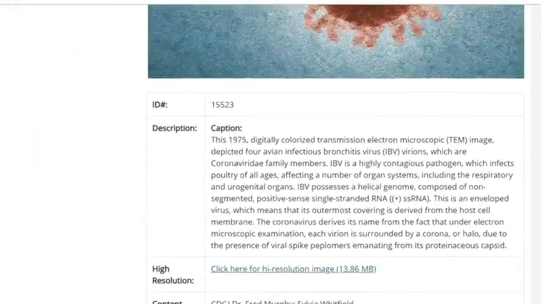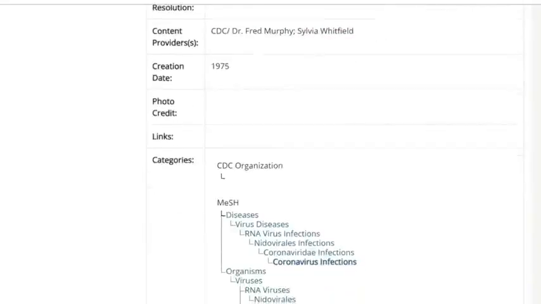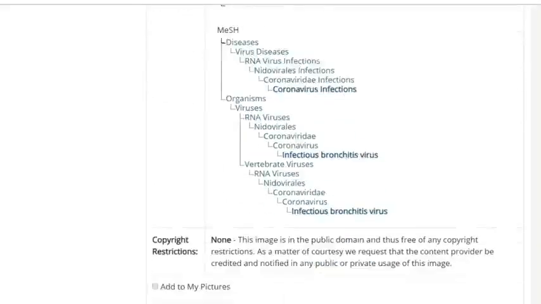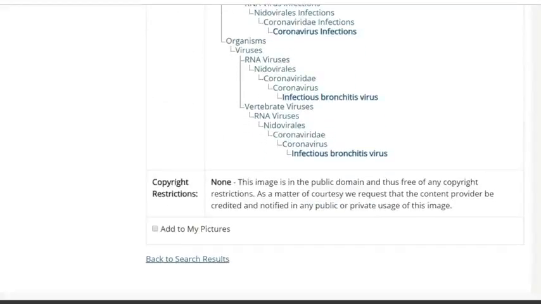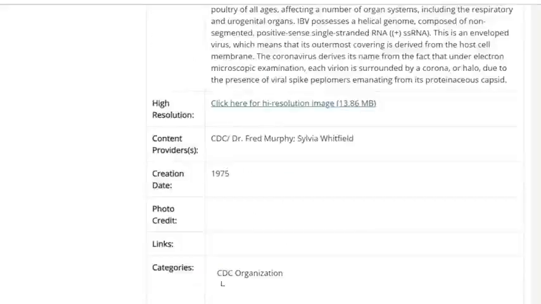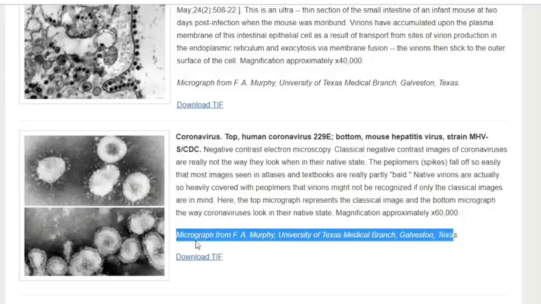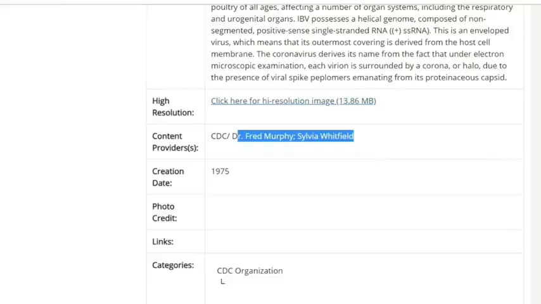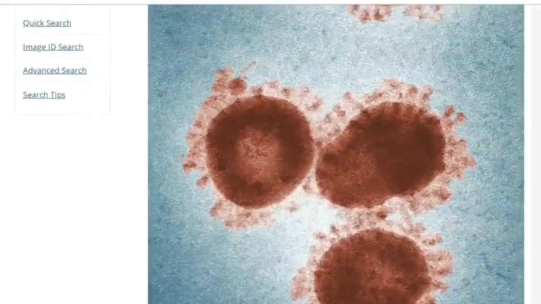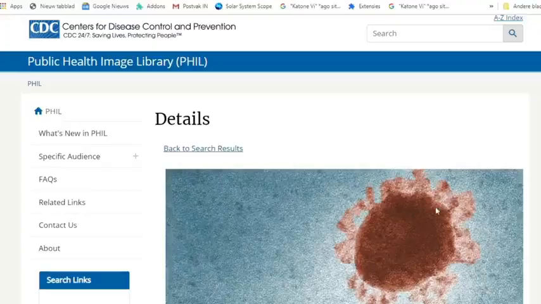Why don't we have something more recent instead of this old trash? This was taken by Fred Murphy and Sylvia Whitfield. Fred Murphy. And how do we know this is the real shape of a so-called coronavirus?